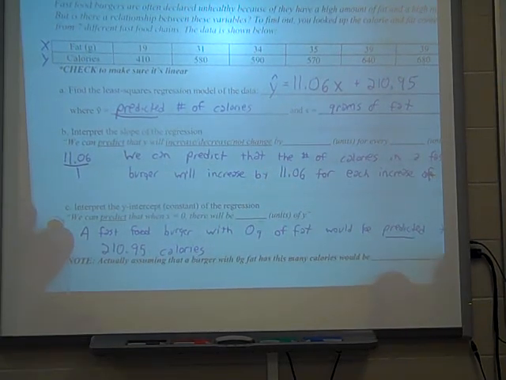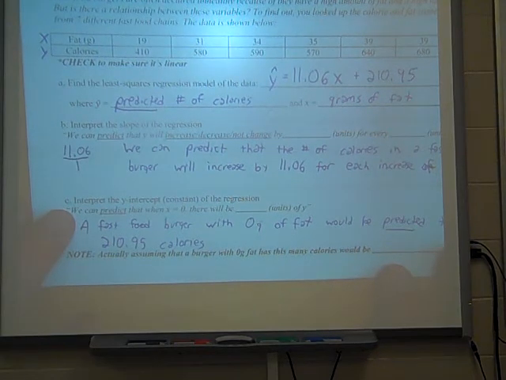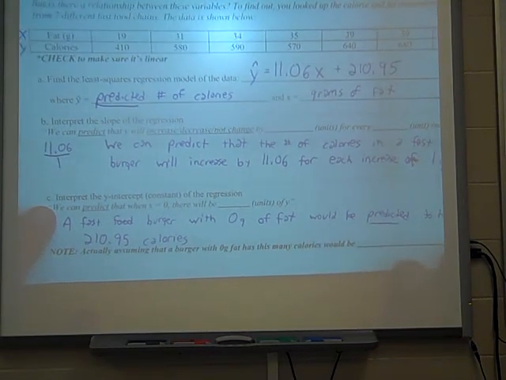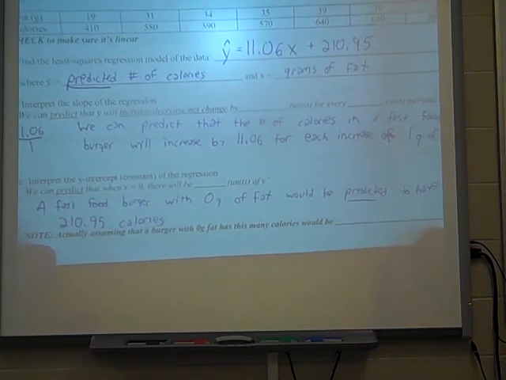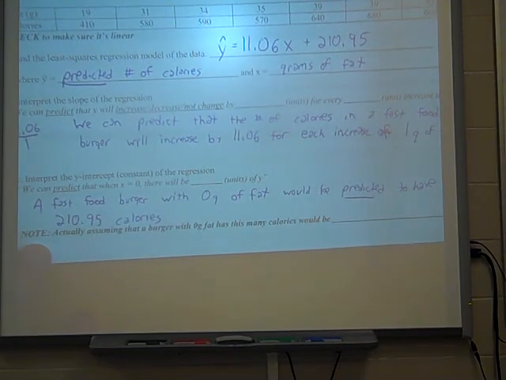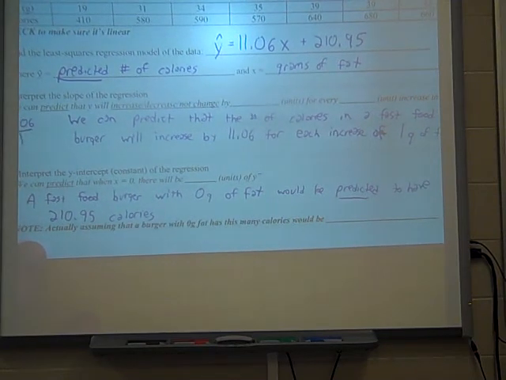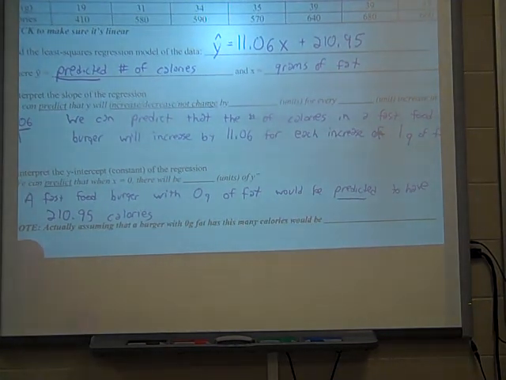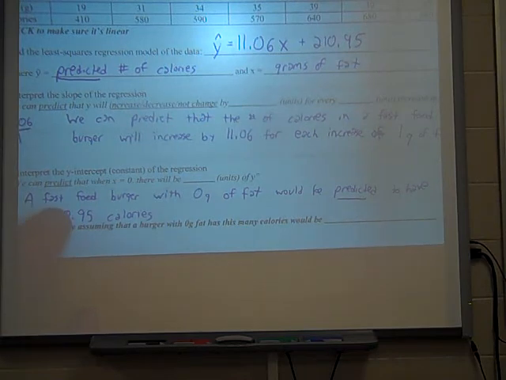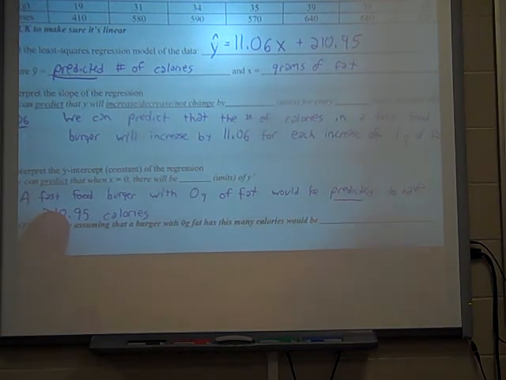So you can phrase it this way: we can predict that when there is 0 grams of fat, there will be 210.95 calories. I phrased it a little differently because that's the way that just came to my head. And again, as long as you communicate the right idea, you should be fine. But of course, watch my note as well. Actually, assuming that a burger with 0 grams of fat would have this many calories, that would be extrapolation, folks.